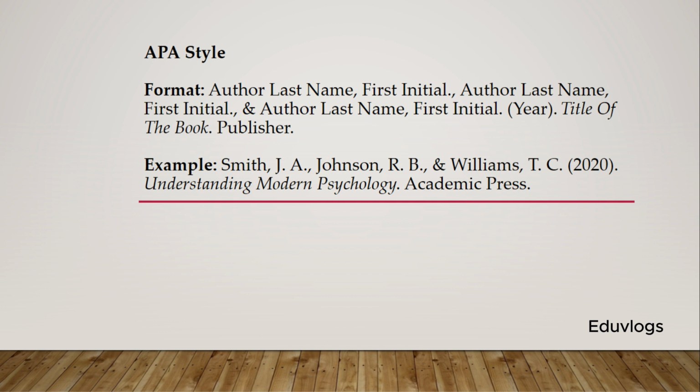Example, Smith, J.A., Johnson, R.B., and Williams, T.C. Now, Smith J.A. is the name of the first author, while Smith is the surname, J.A. is the initial, Johnson is the surname, R.B. initials. After that, write the third author's surname and initial. 2020 is the year of publication. Understanding Modern Psychology is the title of the book, while Academic Press is a publisher.